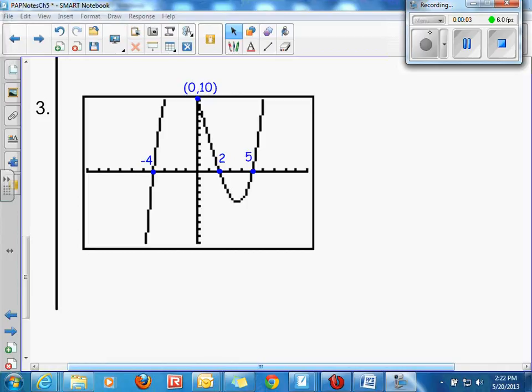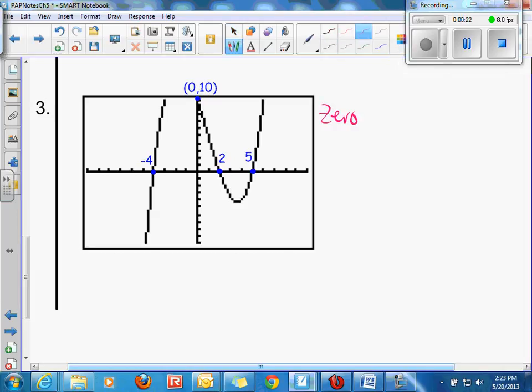Here is sample number 3 on page 2 of your note packet. The first thing that we do when we're writing an equation from a graph is to identify the zeros in the graph. This one has zeros at -4, 2, and 5.